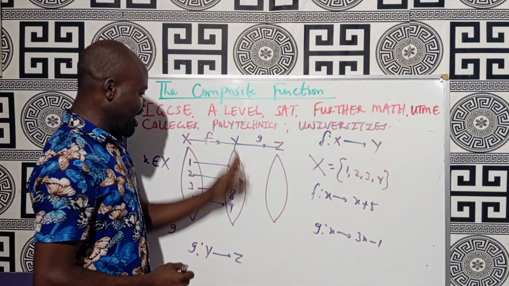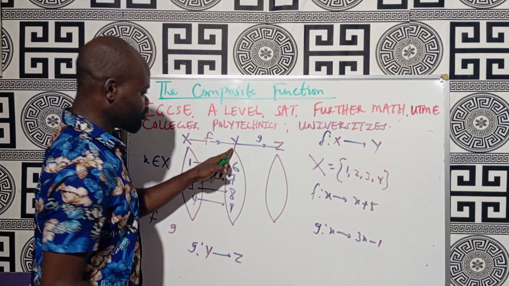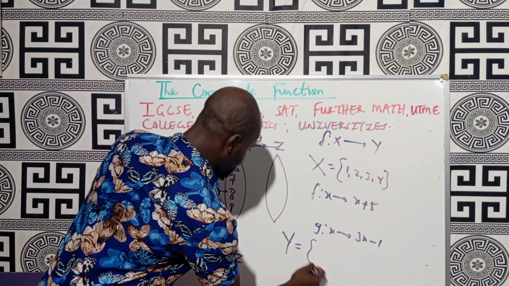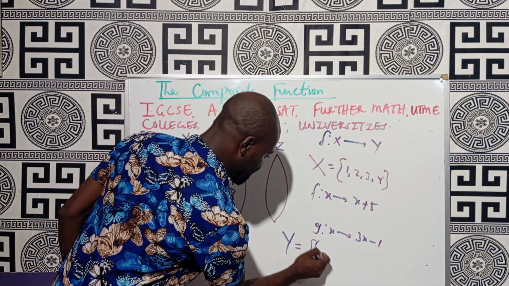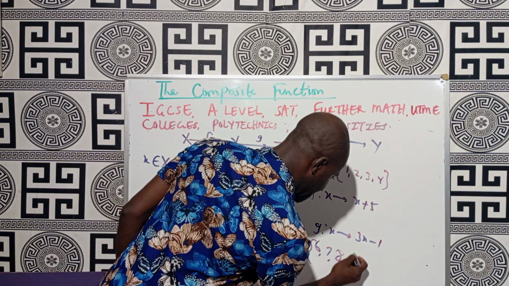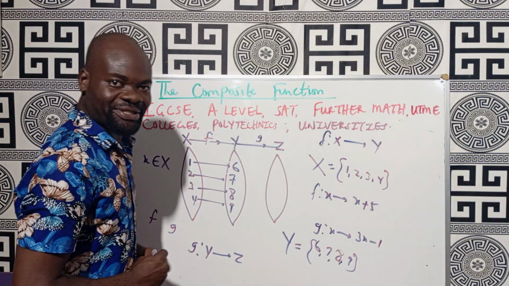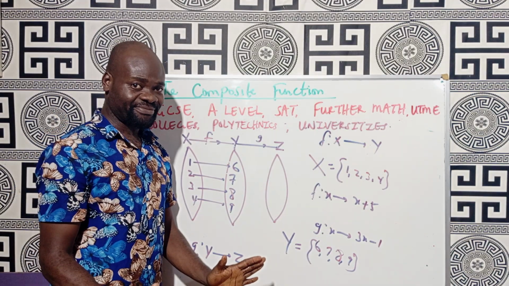Now, having gotten your y, we've gotten our set y. So set y equals what? 6, 7, 8, and 9. Can you see now? Very easy and simple.